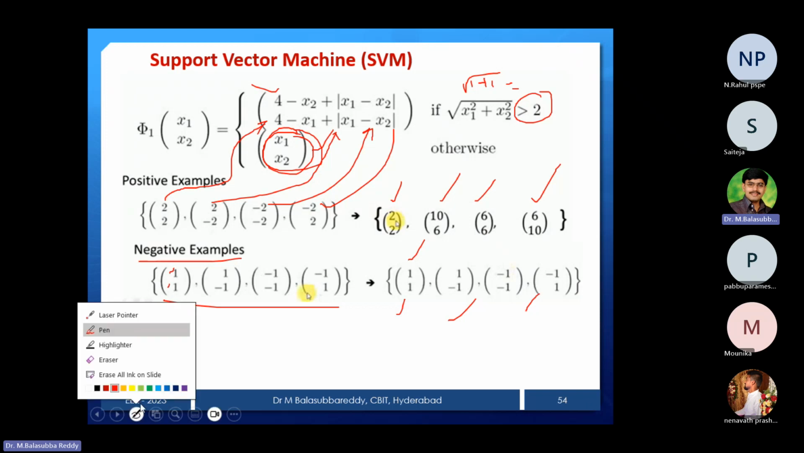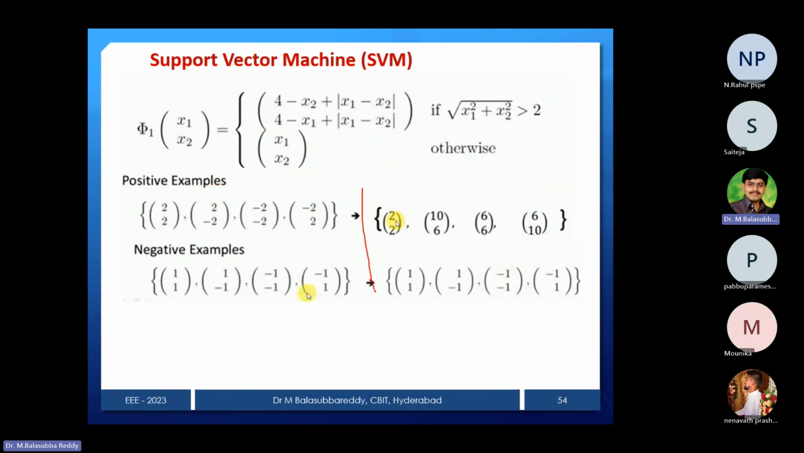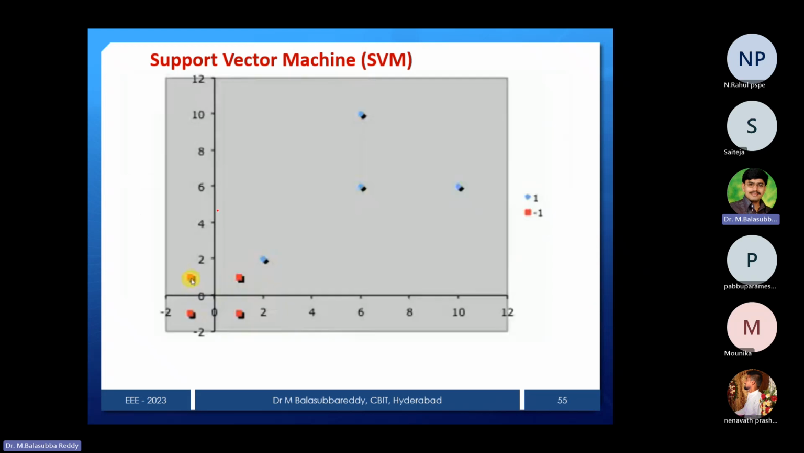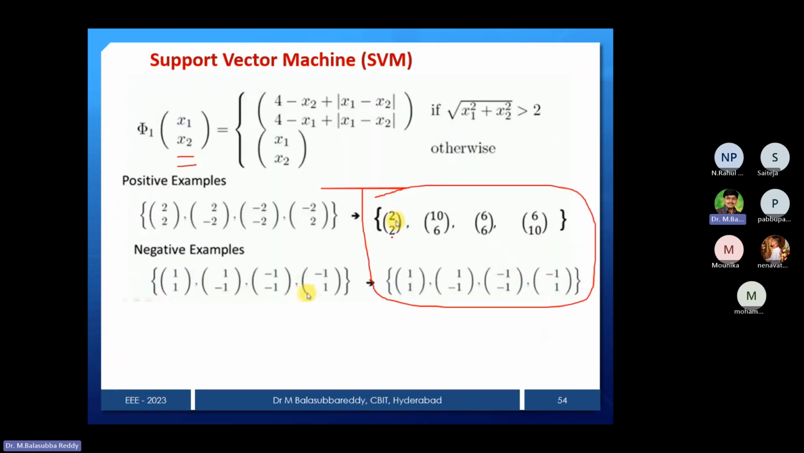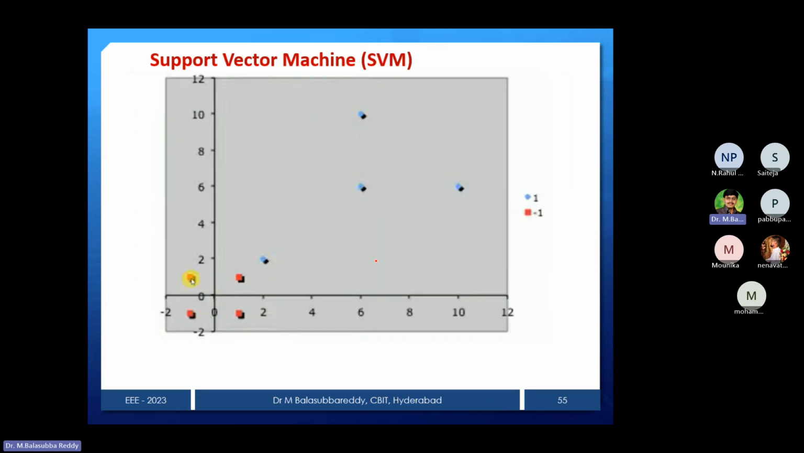Now, we got new points based on phi 1 of x comma x1 comma x2. Now we have to represent the table in a plane graph. So if I draw these points, 2 comma 2, 10 comma 6, 6 comma 6, 6 comma 10 and so on, by observation itself it is very easy to segregate. Earlier, the red and blue were mixed, and in that case it was not possible to draw an optimal hyperplane.